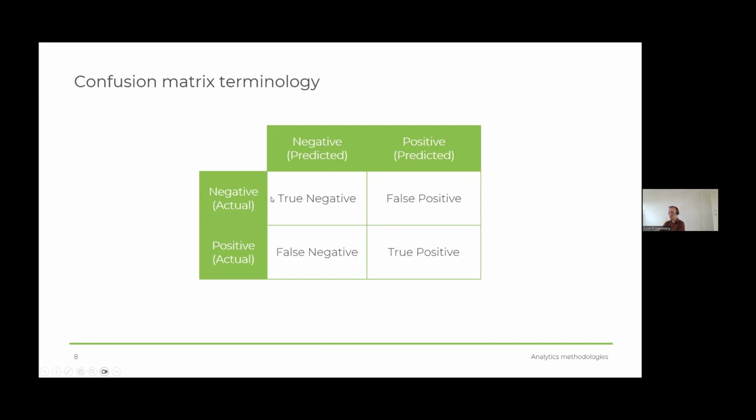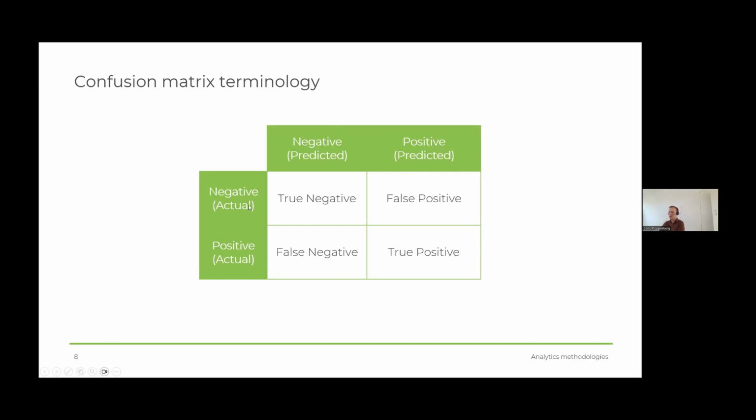You have rows and columns, and on the rows, you are going to put the labels of the actual data. So with negative, we typically mean the labels that are, for example, 0, and positive are the ones that are 1. We can do the same thing for the predicted labels, and we put those on the columns. So you get your negative predicted label and your positive predicted label. Again, they correspond negative to 0 and positive to 1.